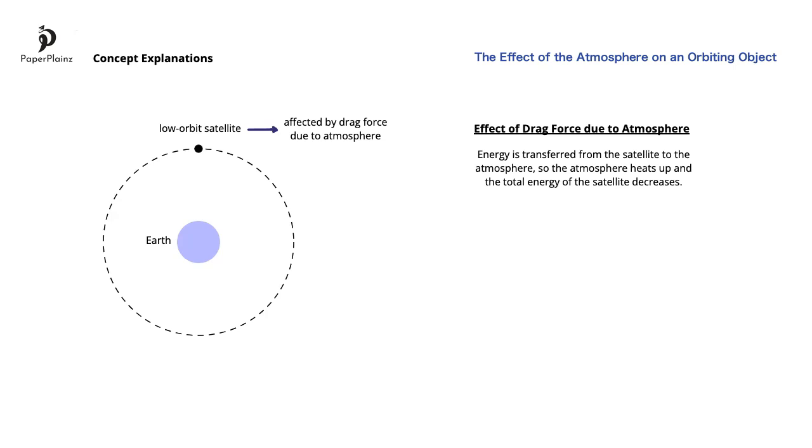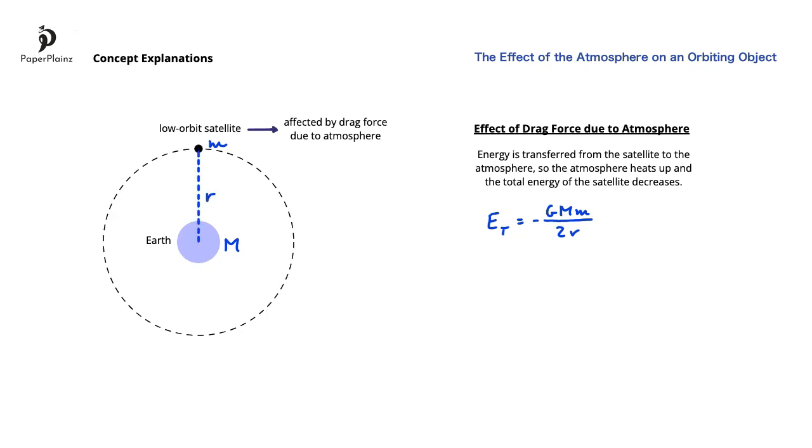Recall from an earlier video that the total energy of an orbiting satellite is equal to negative G times uppercase M times lowercase m divided by 2r, where G is the gravitational constant, uppercase M is the mass of Earth, lowercase m is the mass of the satellite, and r is the orbital radius, so the distance between the center of Earth and the satellite.